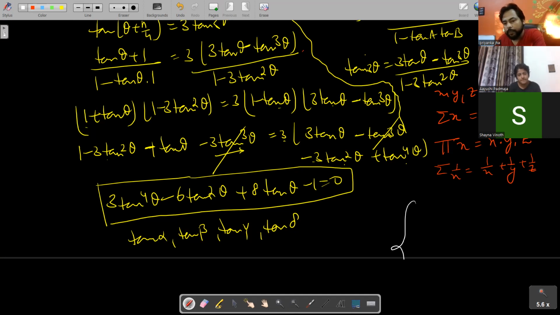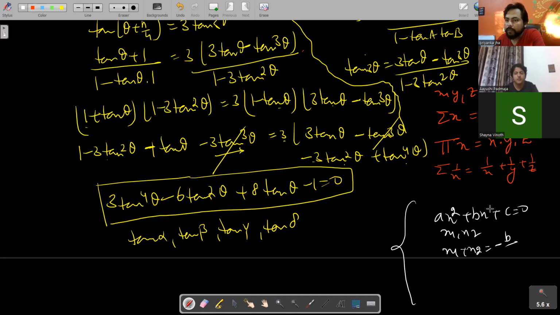See, suppose the equation polynomial is quadratic and it has 2 roots, x1 and x2. So the sum of the roots we write as minus coefficient of x raised to n minus 1. If the degree of the polynomial is n, the sum of the roots is written as minus coefficient of x raised to n minus 1 upon coefficient of x raised to n. So this is quadratic, so n is 2: minus b by a. Product of the roots is c by a.